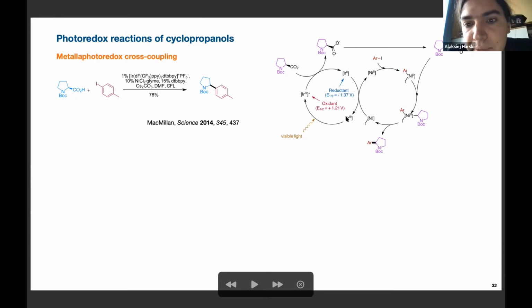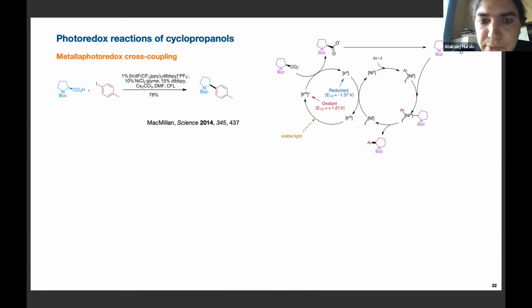It starts with photoexcitation of the iridium photocatalyst, and then the photoexcited iridium catalyst is an oxidant. It can oxidize the carboxylic acid to the radical, and it undergoes decarboxylation to provide carbon dioxide and an alkyl radical. What happens next? Nickel-0 reacts with aryl halides, oxidative addition takes place, and this aryl nickel iodide complex can react with radical species to afford nickel-3 complexes, which further undergo reductive elimination to provide the cross-coupling product and a nickel-1 species. And these two catalytic cycles close by exchanging electrons. Iridium gives an electron to nickel-1, and in this way, the two catalytic cycles close.